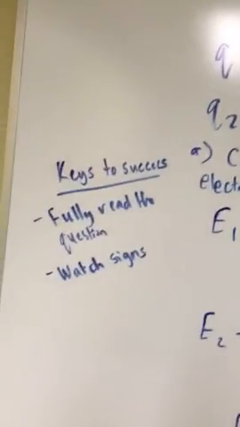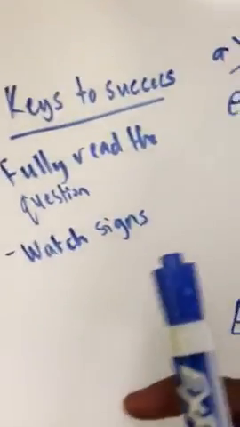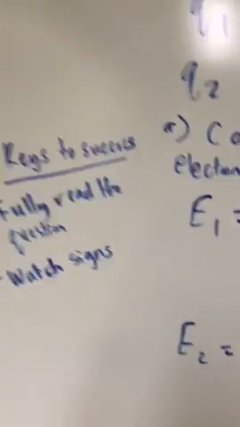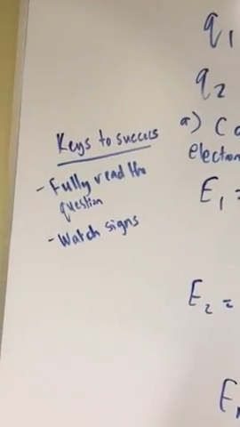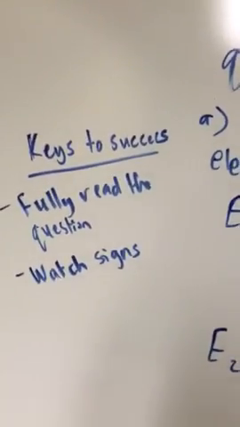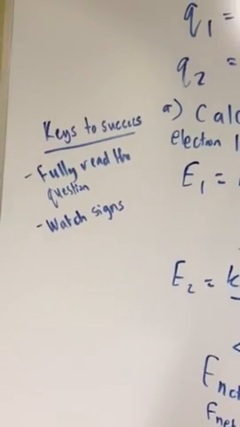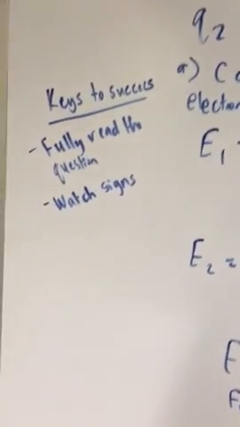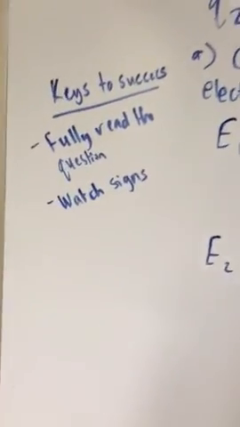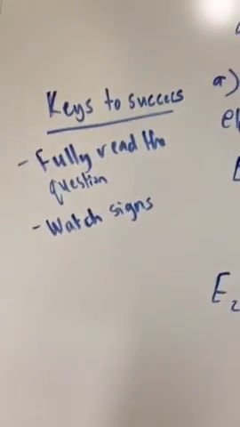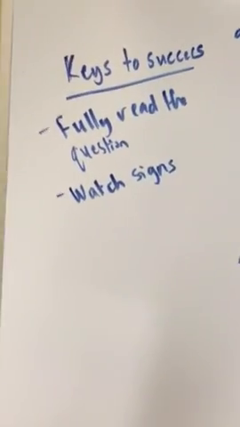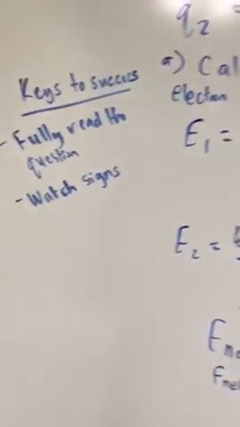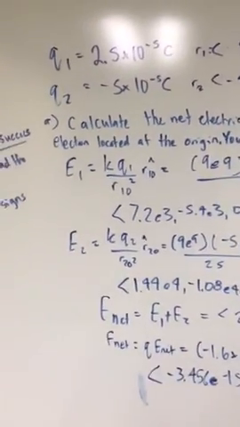Some keys to success: make sure you fully read the question, because I actually lost several points on this question because I didn't fully read it. As soon as I saw force, I jumped to Coulomb's law, but that's not the equation I was supposed to use. I was supposed to use the equation for the electric field and use the relation F equals QE to find the force that way. And then also watch your signs. That's one thing that also tripped me up as well.